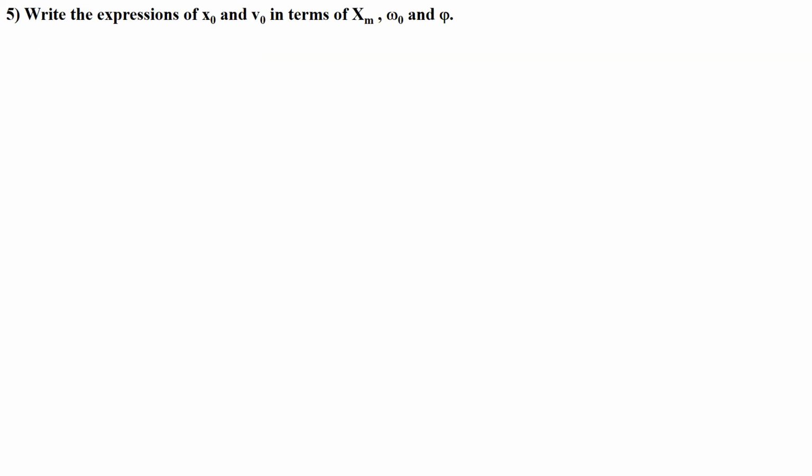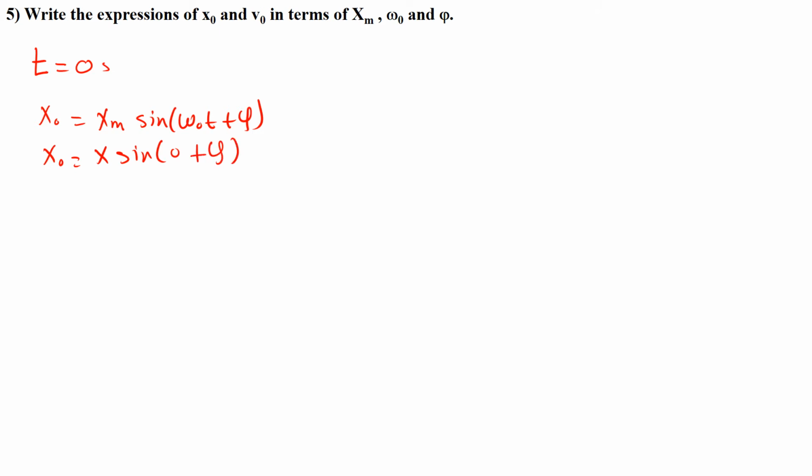Find the expressions of x naught and v naught in terms of xm, omega naught, and phi. So we have to consider the instant where t is equal to 0 seconds. We will get x0 is equal to, I will write the original form first, xm sine omega naught t plus phi. So if we replace at t equals 0, xm sine of 0 plus phi, which means that x naught is equal to xm sine phi.